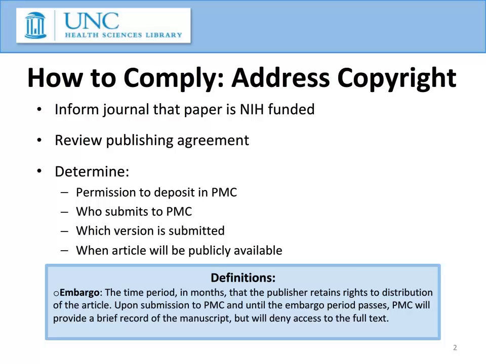You should also find out who will submit the article. Some journals will do this for you, which version can be submitted, and when an article can be made publicly available. This is referred to as the embargo period. Journals can request that their articles be held for up to 12 months before they are made publicly available. If you request an embargo, the article will still be in PMC, but the full text will be hidden from view until the embargo period passes.